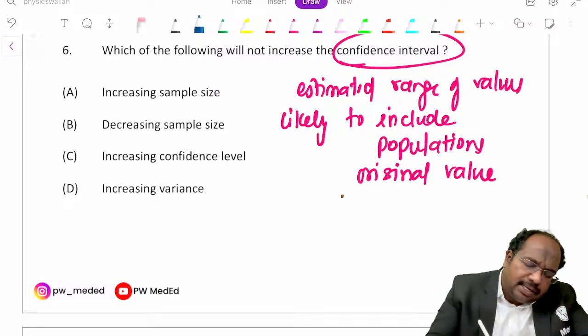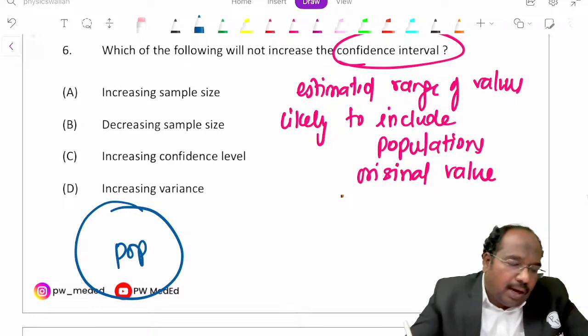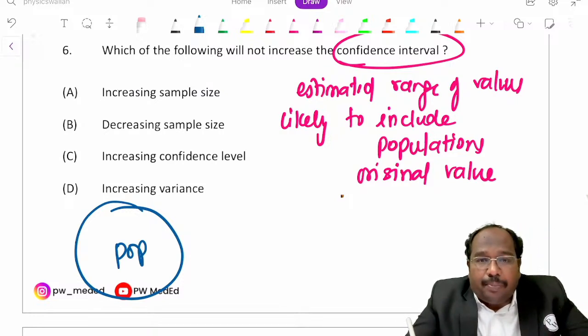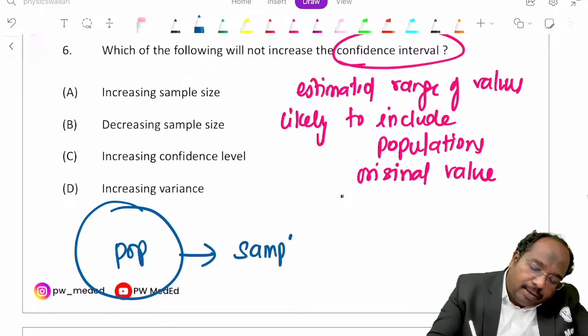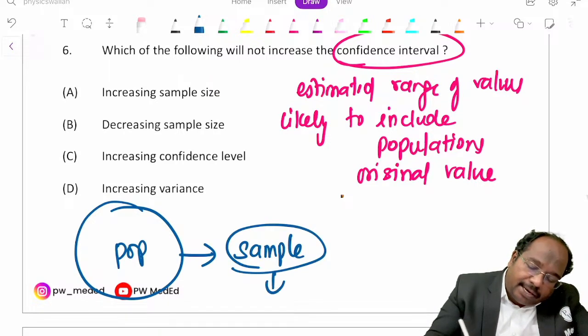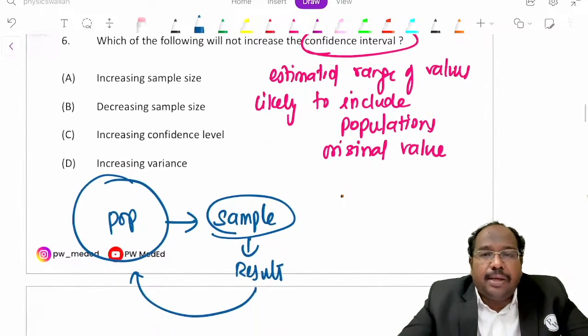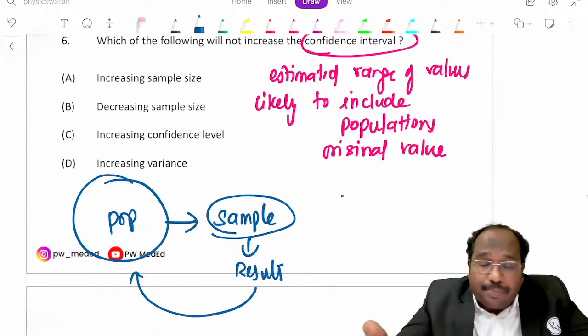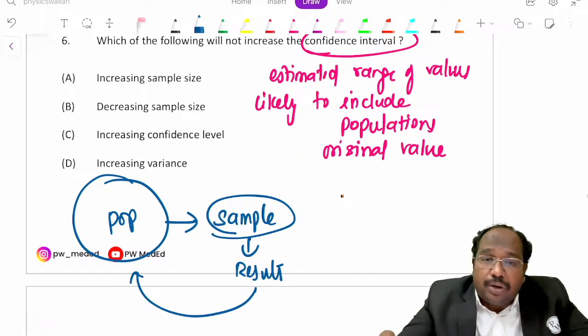Usually whenever we are doing research, this is the population. You can't do the research in the entire population, so you take a sample. Whatever results you get from the sample, you will try to extrapolate. When you extrapolate, you use this confidence interval. So it's the estimated range of values likely to include the population's original value.